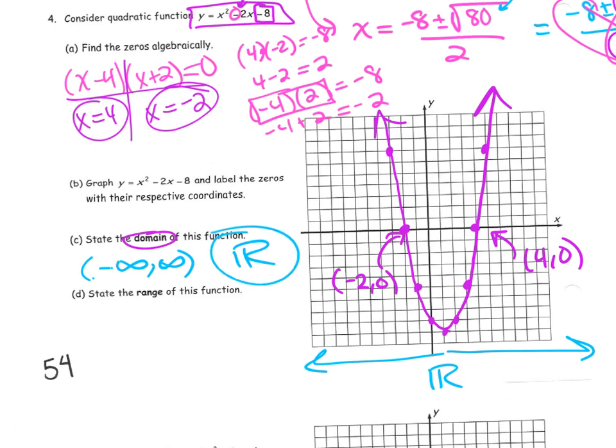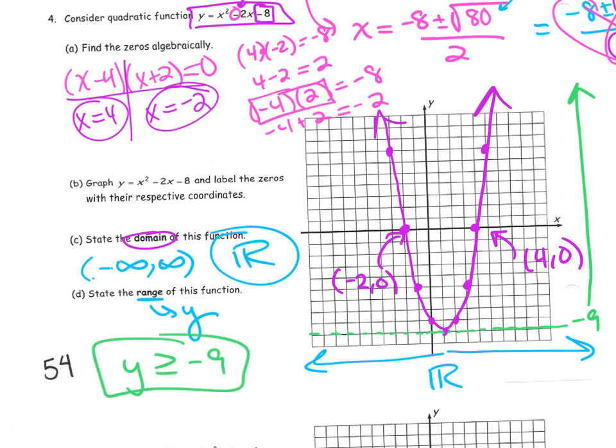That's the fancy notation. If I'm talking about the range, remember range is dealing with y. So if I come to my graph here, what is my lowest y value? My lowest y value is at negative 9, and all the values are increasing. So if I start at negative 9 and I'm going up, we have y is greater than or equal to negative 9, because again, there is a point included here. All right, let's keep going.